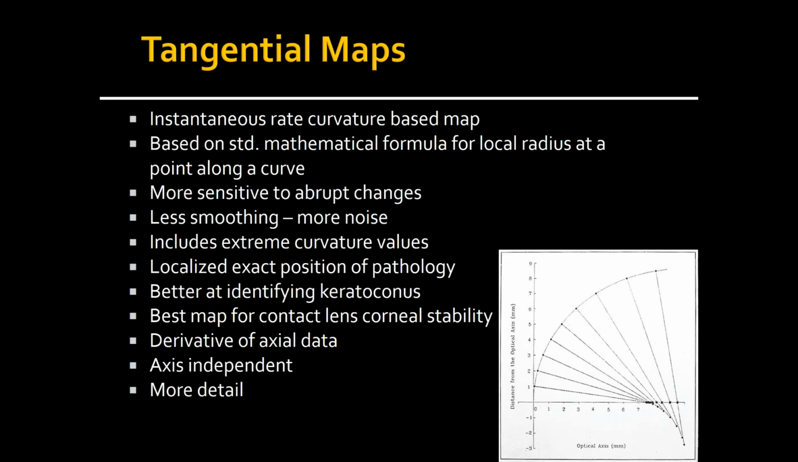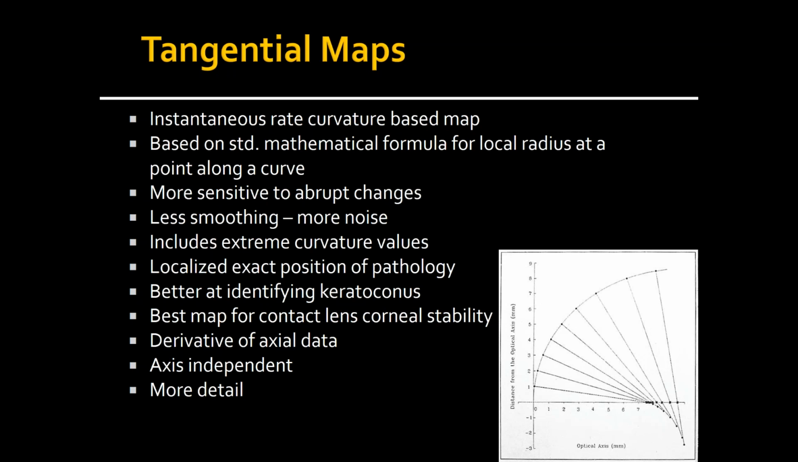In addition to axial and sagittal maps, we have tangential maps also, which are different because they're based on the instantaneous curvature change from ring to ring. And it's just using the standard mathematical formula to calculate that local radius of curvature along that point of a curve. And it's more sensitive to abrupt changes. So if you have eyes that have had surgery or eyes that have distortion, tangential maps can sometimes measure them more accurately. You get less smoothing, but the downside of tangential maps is you get more noise.